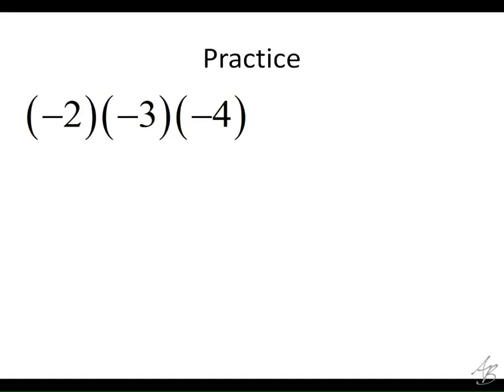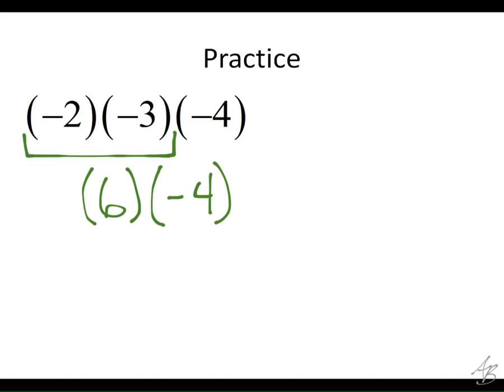All right. How about this one? Negative 2 times negative 3 times negative 4. What should we do here? Should we try to multiply them all out at the same time? No. Let's just go from left to right. Remember, order of operations, we do multiplication and division from left to right. So let's just do negative 2 times negative 3. What's 2 times 3? 6. What's a negative times a negative? A positive, right? So what we end up with here is 6 times negative 4.